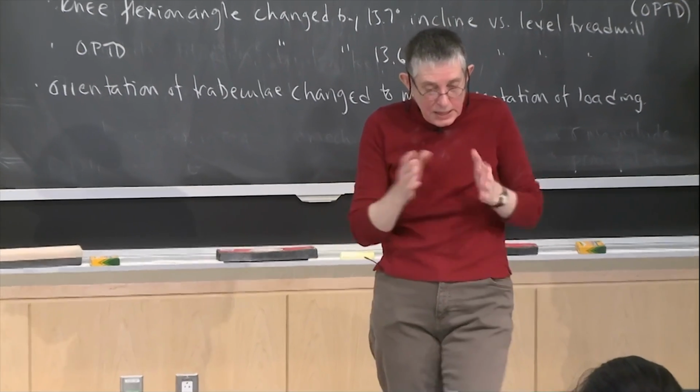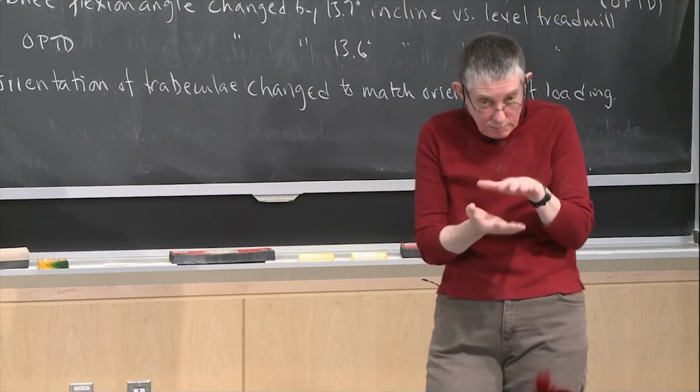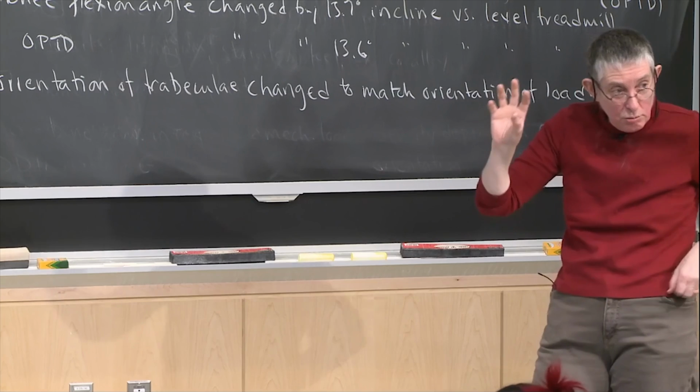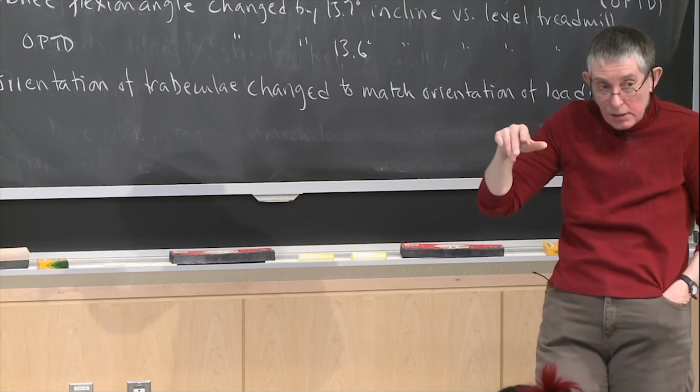Another way to do it is to take a piece of bone, do a compression test on it, and measure the modulus. Before you do the test, you put it in the micro CT machine, and you get a picture of the structure, and then you use that as the input to a finite element analysis.